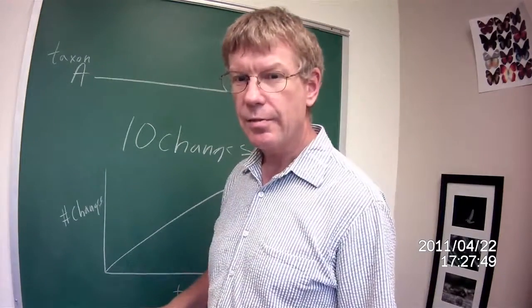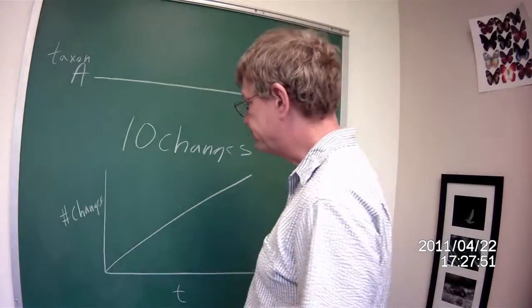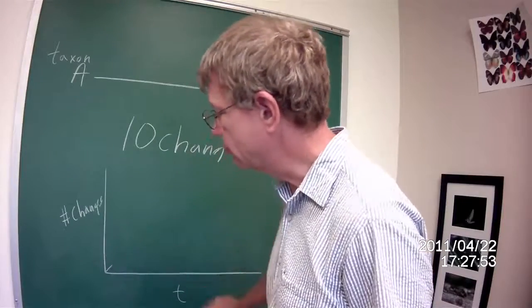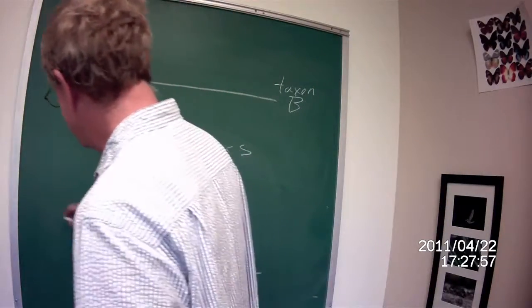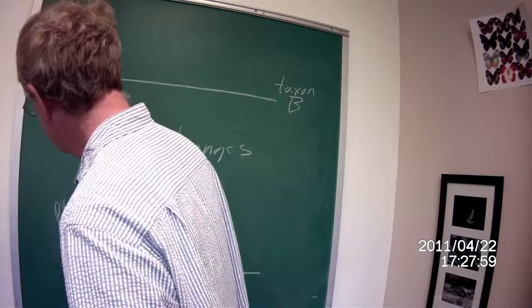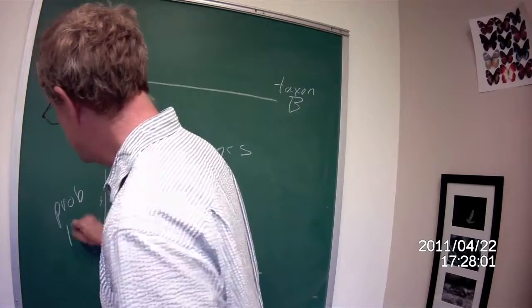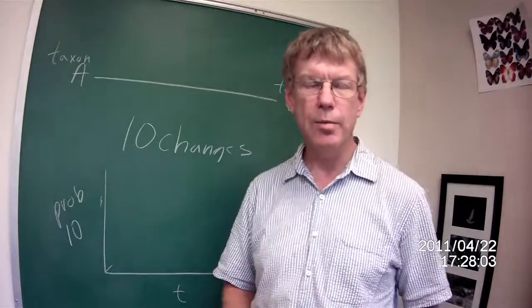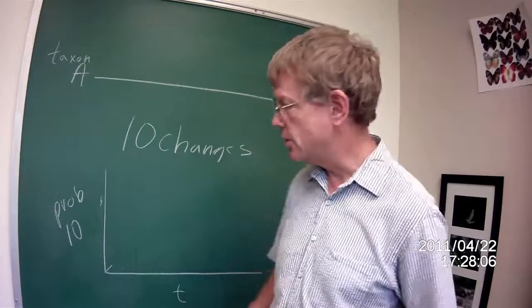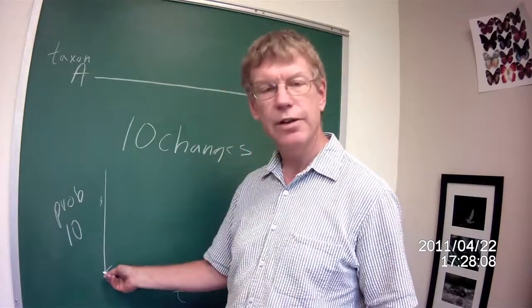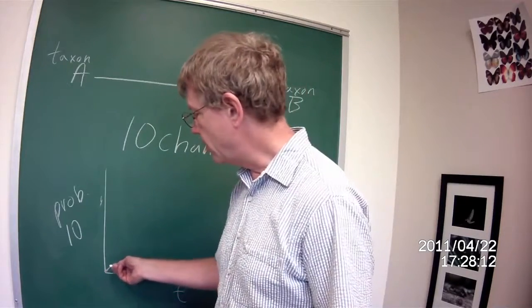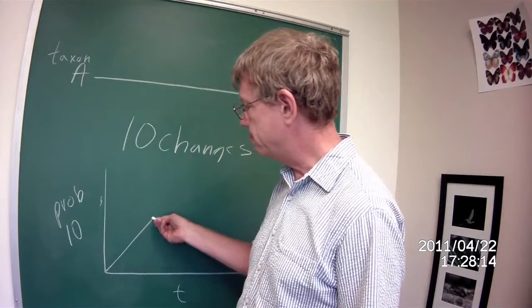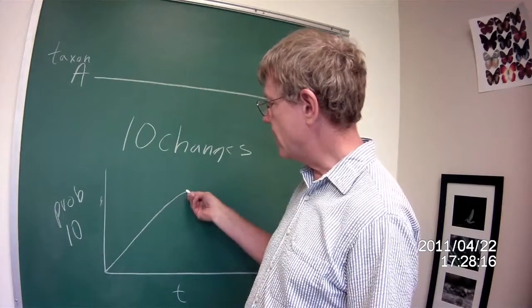Now let's look at this a different way. What if on this axis we had the probability of 10 changes, the probability of observing 10 changes? What's the probability of observing 10 changes at time 0? 0. The probability goes up with time. But then something interesting happens.